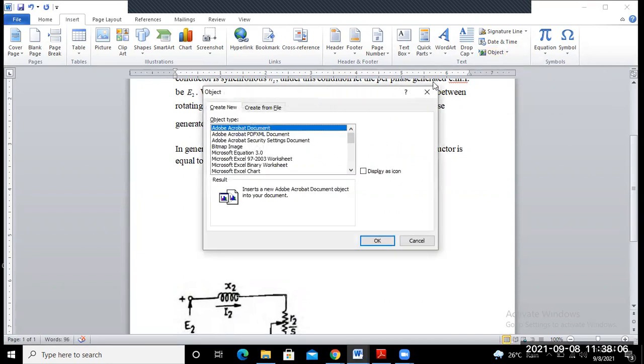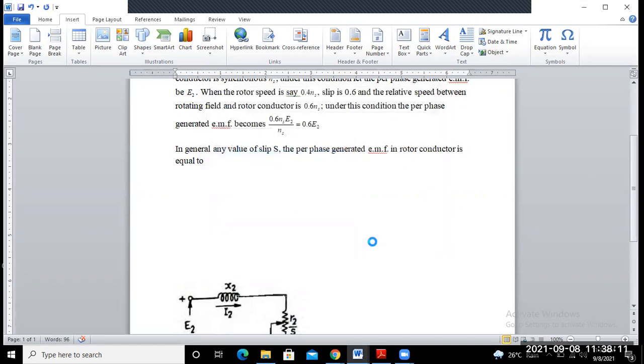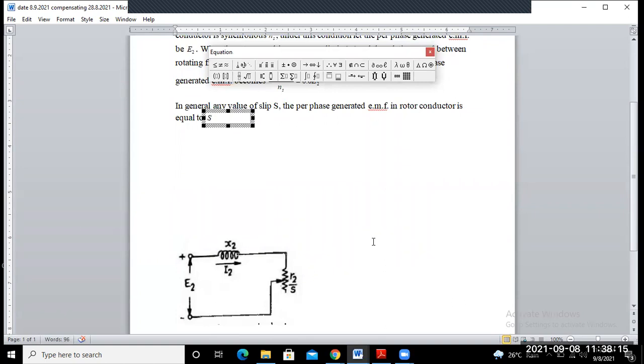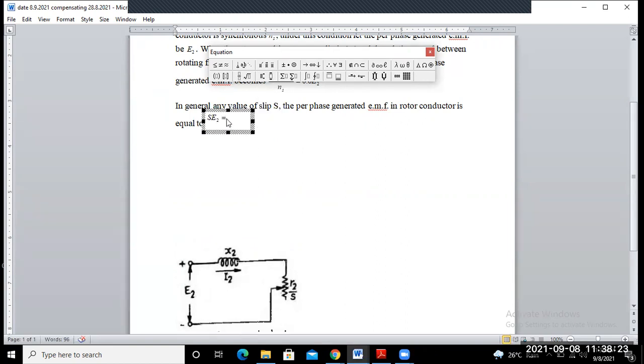As you know, the value of E2, that means the EMF induced in the rotor winding, is equal to S times the EMF induced in the rotor coil, that is root 2 pi F1 KW2 N2 phi. KW2 is the winding factor of the rotor coil.